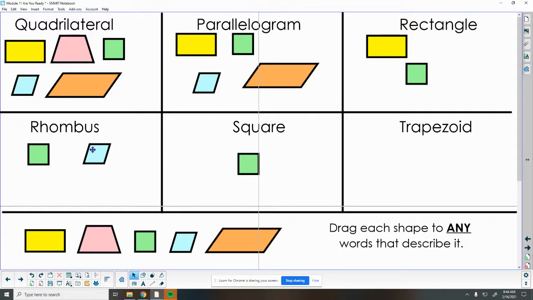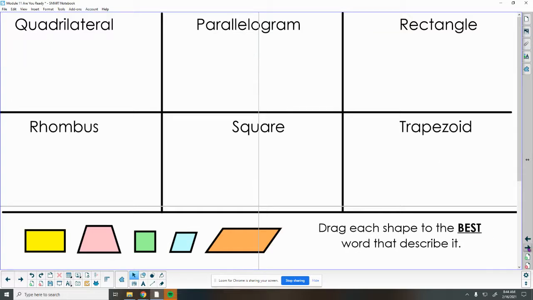So yes, we've got multiple rhombi here. We've got multiple rectangles, lots of parallelograms. They're all quadrilaterals, but then they have a best name for them. So then our only one that was a trapezoid that had one set of parallel sides was our pink one here. So this page here told us any of their nicknames. Now let's do their best name.